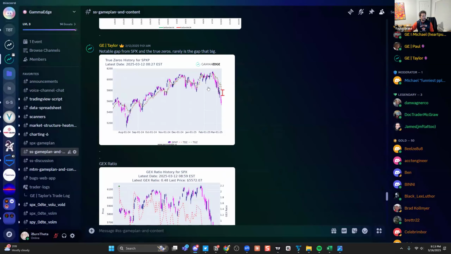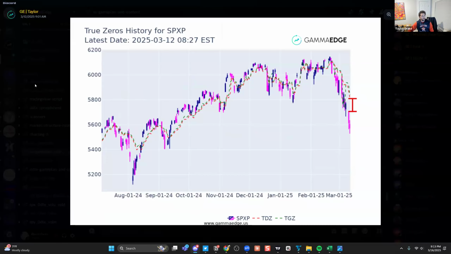And then we also like to look at the true zeros. Paul has been talking a lot about this lately. Separate the true zeros again, the SPXP from the SPXA, just for the reasons we just talked about, because they do represent different types of traders in the structure.